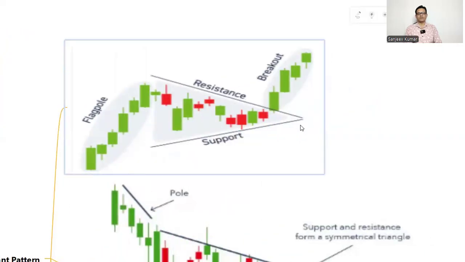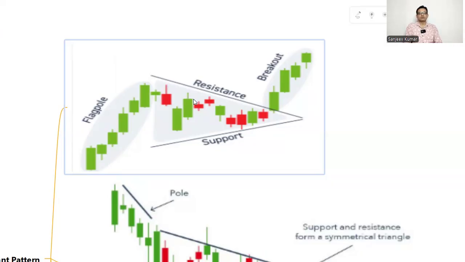Now understand what the pennant pattern is. Share price was in an uptrend. From here, selling started and the share price fell. Again, you can see from this point there is some support, and the share price moves upside. Now you can see the resistance is from here. Usually we see the resistance at this level, but in this case selling started from here.